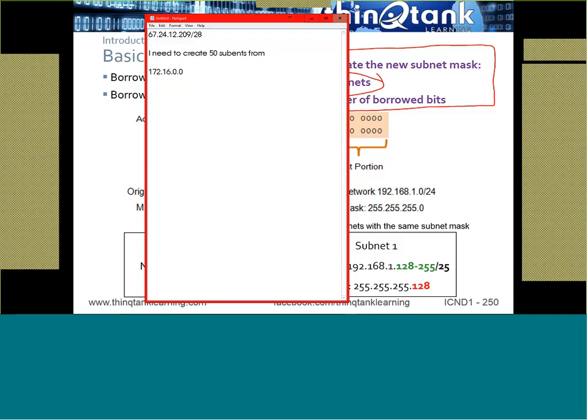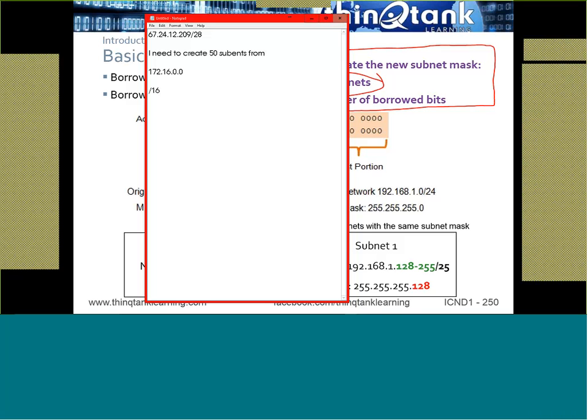I need to create 50 subnets from this address, 172.16.0.0. What mask would I go ahead and assume that I'm starting with? 172 is /16, right? You guys agree with that? Because 172 is class B. Yeah. Right? So I need 34 bits? You need 34 bits? There aren't 34 bits. A mask is only 32 bits long.